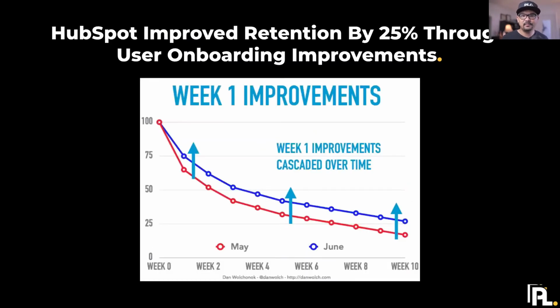Another stat here is from HubSpot. That study was not just for B2B, B2C, but I want to give a particular example of this. This is a study that Don Wolchok did with HubSpot. They found that improving the onboarding experience in the first week, getting people to stick around for the first week, just a lift of 15% in the first week resulted in a 25% boost in retention 10 weeks after. Really, small improvements in the beginning.